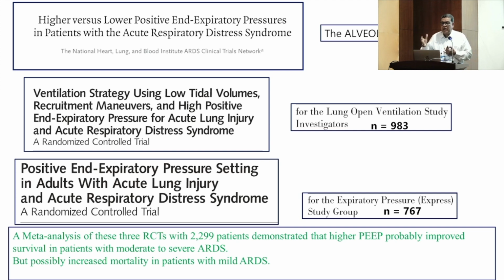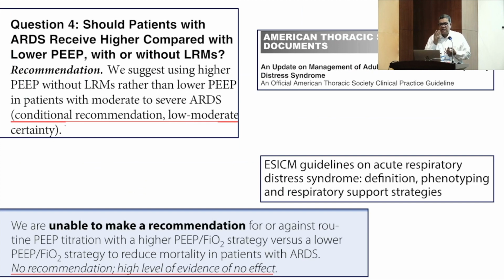Only in the group of patients with mild or moderate ARDS, probably, actually, mild ARDS definitely, high PEEP did more harm than good. But in severe ARDS, maybe high PEEP worked. So therefore, the Americans are a little more pragmatic, and said that we suggest using higher PEEP but without recruitment management. We'll talk about recruitment later. In patients with moderate to severe ARDS, again, not in mild ARDS, and this is a conditional recommendation, low to moderate certainty on the basis of these so-called trials.